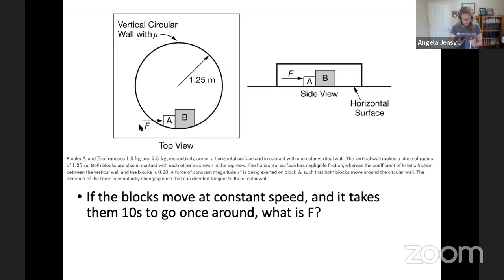In the side view, you can see that applied force from the left, and there's that vertical wall. Now the horizontal surface doesn't have any friction, but the vertical surface does. And it says it's traveling at constant speed. Okay, so you're trying to find the value of the applied force. Give it a shot.